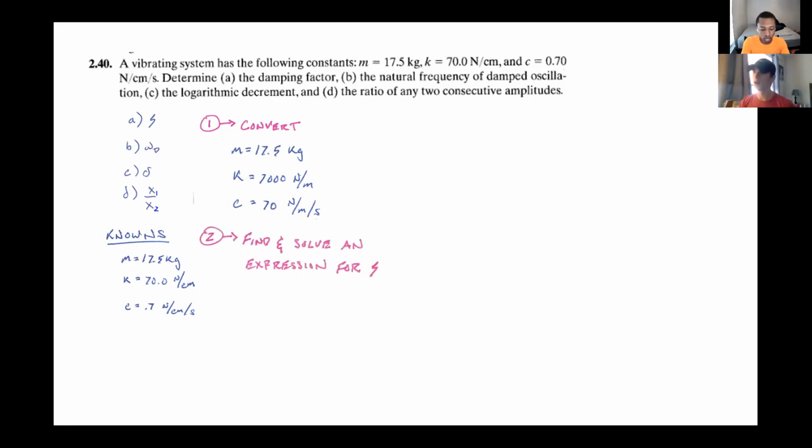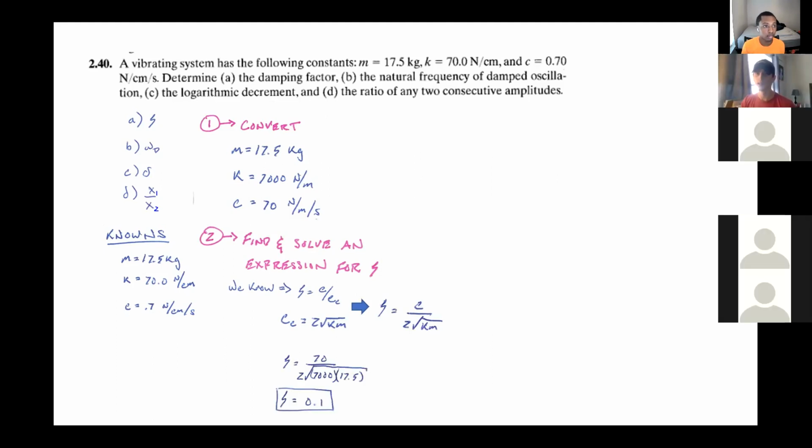Step two, we're going to find and solve an expression for zeta. We know that zeta equals the damping constant over C crit, and we also know that C crit is 2 times the square root of K times M. So we can combine those and say that zeta is equal to the damping constant over 2 times the square root of Km. We're going to plug our numbers in and we get a zeta of 0.1.